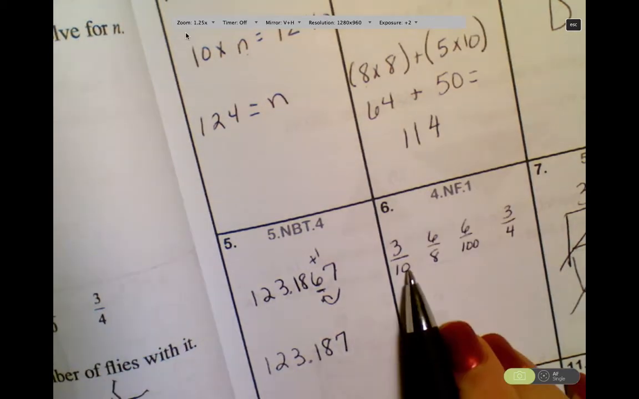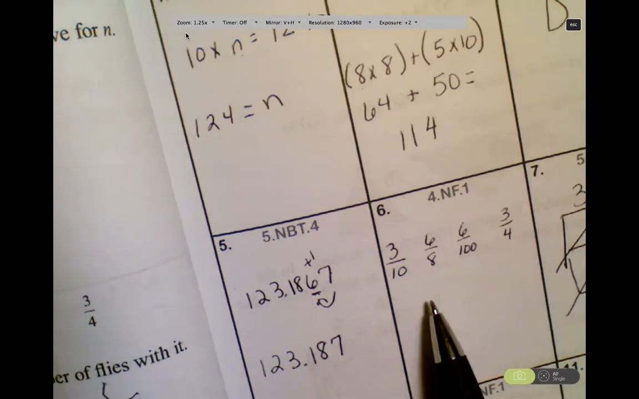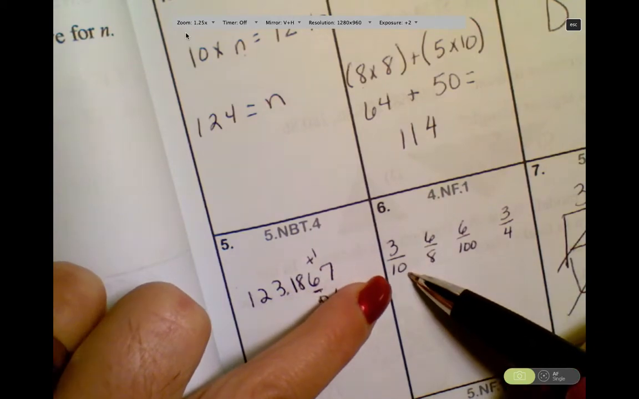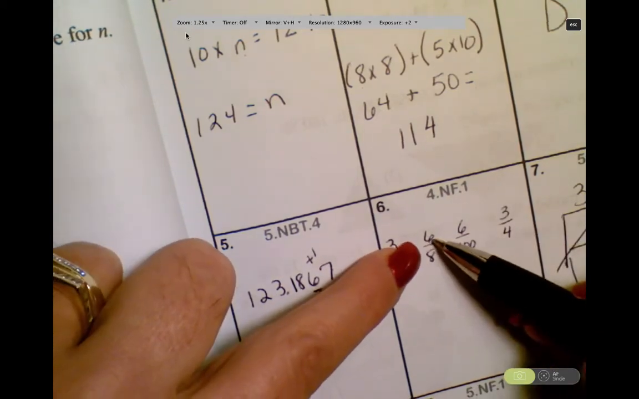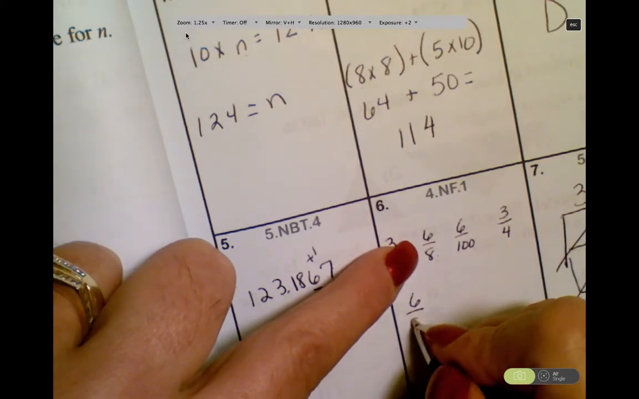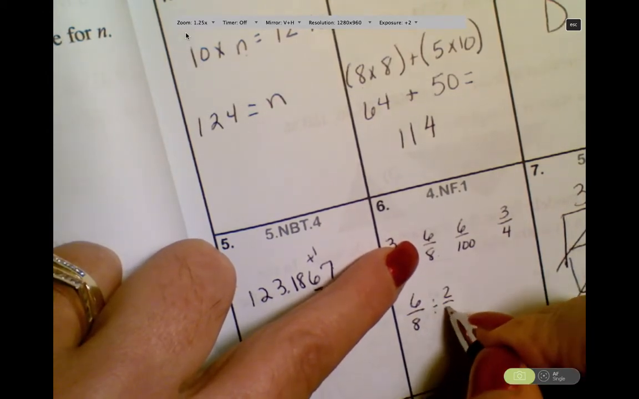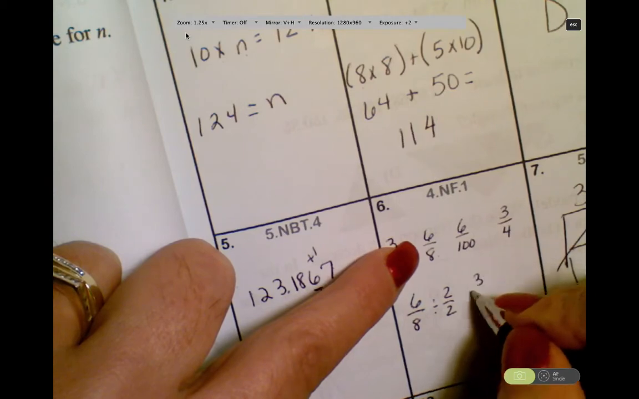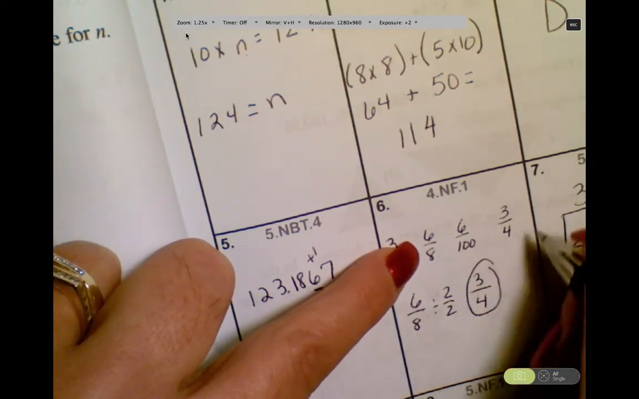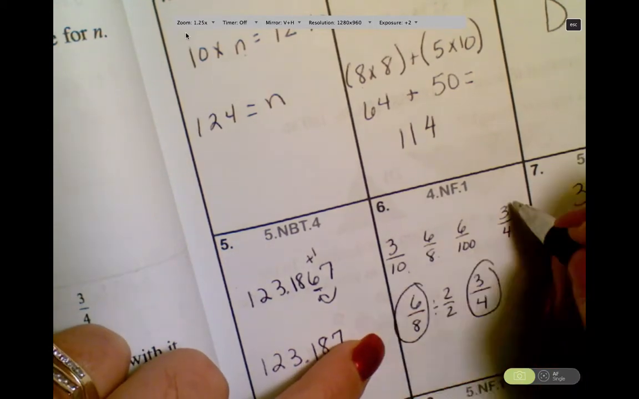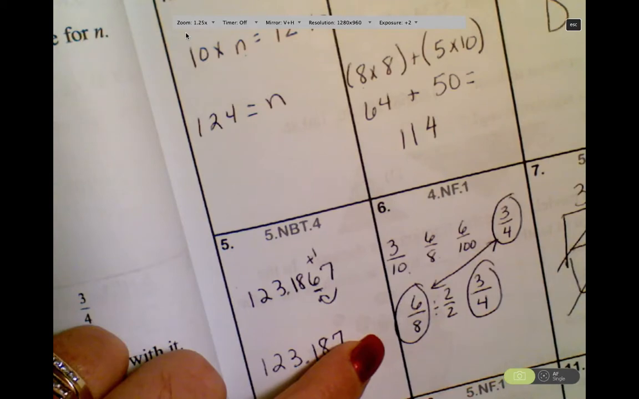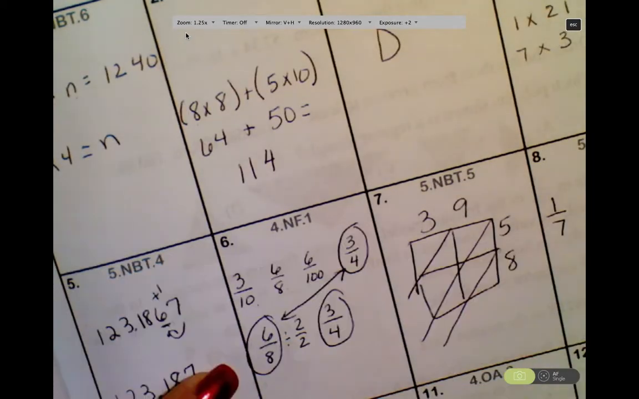I have to find fractions that are equivalent. I'm looking at this and I can see that this is reduced all the way. Let me look at this. I know 6/8, I can divide 6/8 by 2 over 2. So 6 divided by 2 is 3, and 8 divided by 2 is 4. And I can see that these two fractions have to be equivalent because they are the same. Excellent. When I reduced, I found.